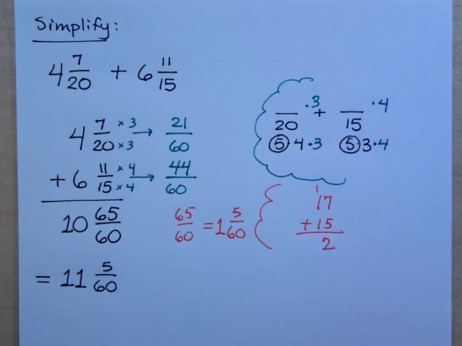I can reduce the 5 over 60. What's their common factor? Common factor is 5, so I still have 11. And if I reduce 5 over 60, I get what? 1/12.